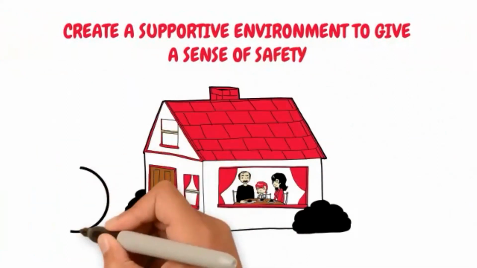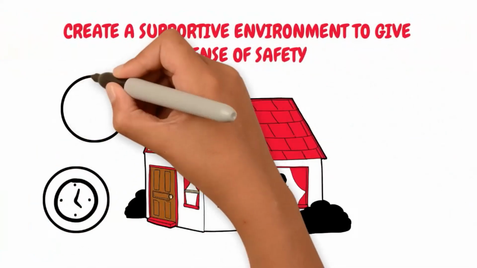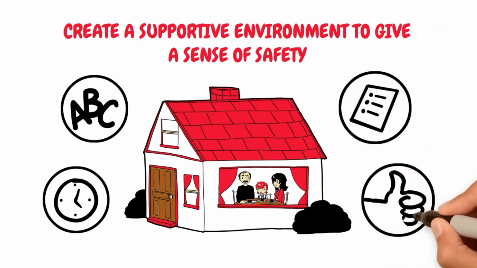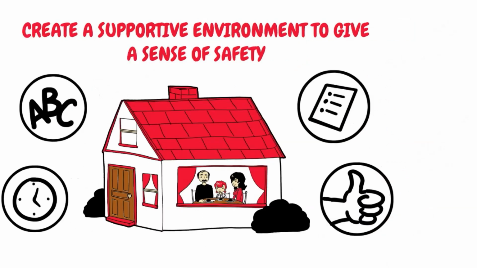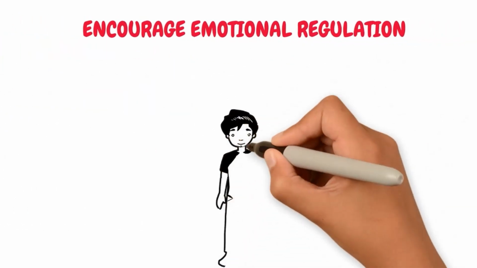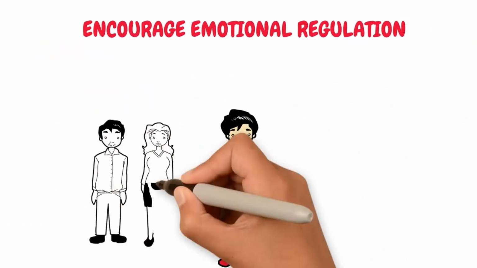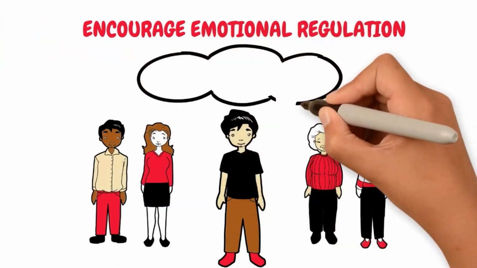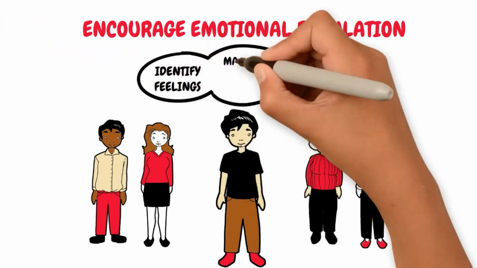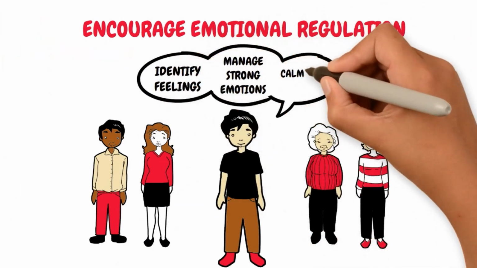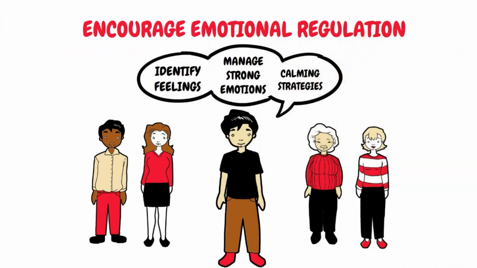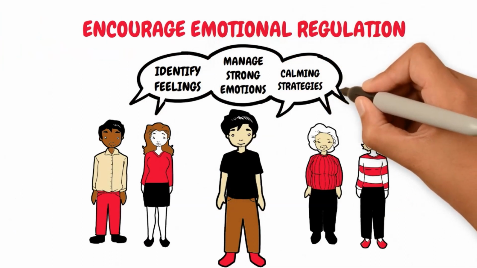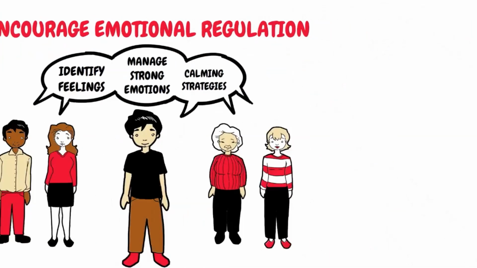This means having predictable routines, offering choices to give a sense of control, having clear and consistent expectations, and providing praise for positive behaviors. Another key support is to encourage emotional regulation. Parents and caregivers can teach and provide opportunities for the child to practice self-regulation skills. This includes being able to identify their feelings, manage strong emotions, and use strategies to calm themselves. It is also important for caregivers to model their own emotional self-regulation in stressful situations.